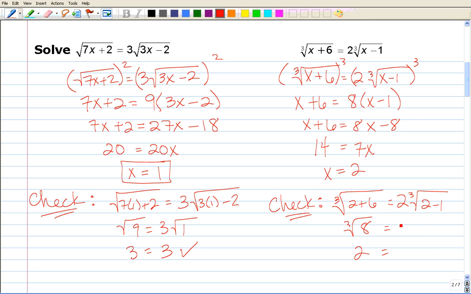Okay, so we have 2 times the cube root of 2 minus 1, which is 1. So 2 equals 2. That checks out. X equals 2 is the answer.